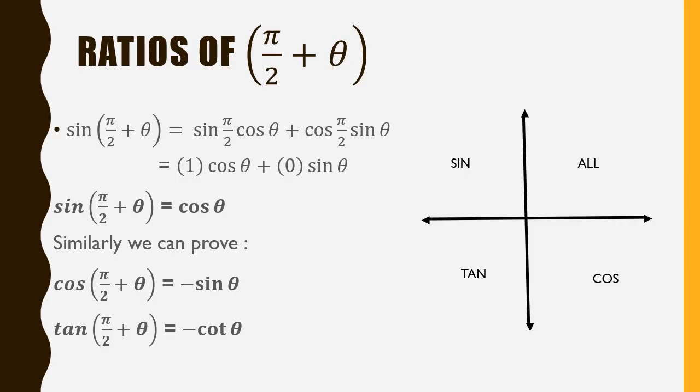Similarly, we can prove the other two results. Cos pi by 2 plus theta is minus sine theta, and tan pi by 2 plus theta is minus cot theta. Remember, these become negative as cos and tan are negative in the second quadrant. Okay.